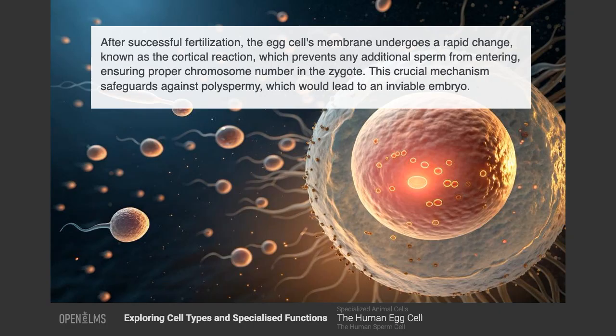After successful fertilization, the egg cell's membrane undergoes a rapid change, known as the cortical reaction, which prevents any additional sperm from entering, ensuring proper chromosome number in the zygote. This crucial mechanism safeguards against polyspermy, which would lead to an inviable embryo.